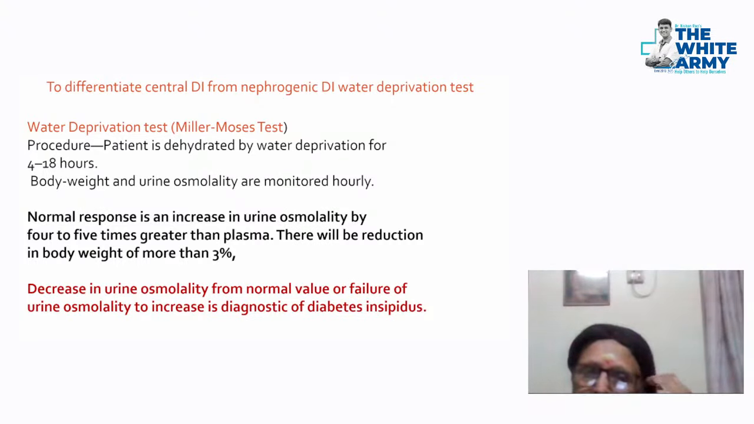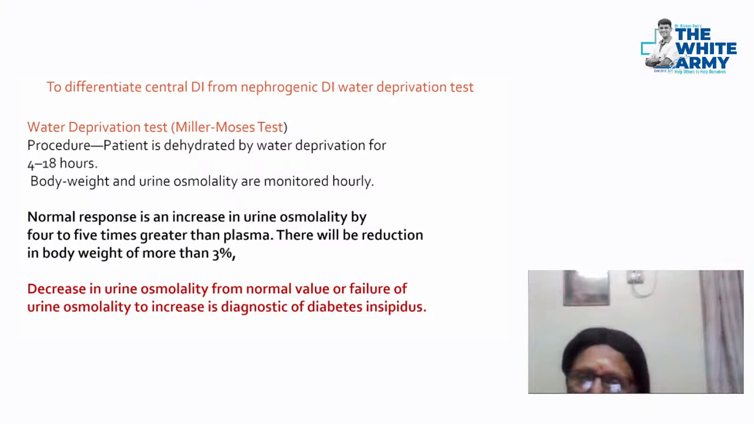Having said this could be diabetes insipidus, we have to find out whether it is a vasopressin sensitive or a vasopressin resistant diabetes insipidus. This is done by the water deprivation test, which is called the Miller-Moses test. The principle is very simple. You are dehydrating the patient.